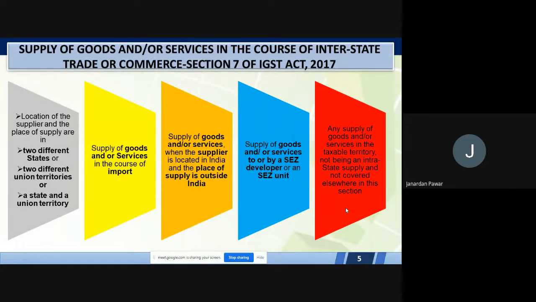The fourth one talks about SEZ and SEZ developers. Whatever supply of goods and services we make to an SEZ, SEZ developer or SEZ unit can be called an interstate transaction. And moving to the last one, apart from that, if it is not covered under intrastate supply, then it will be treated as an interstate transaction. According to this, we have gone through the concept of intrastate. I hope you have understood whatever I mean to say as far as intrastate transactions are concerned. Understood?